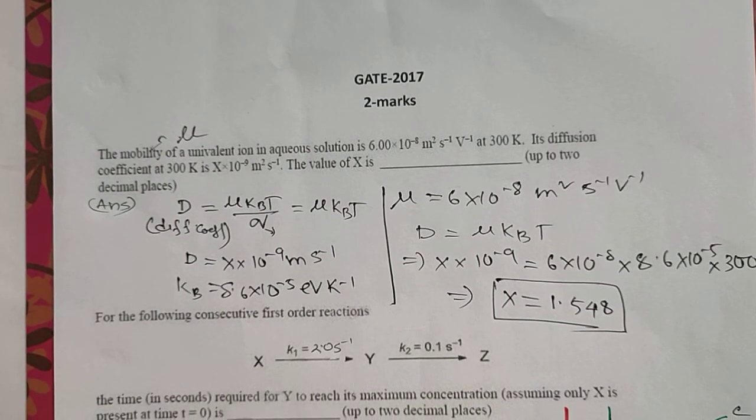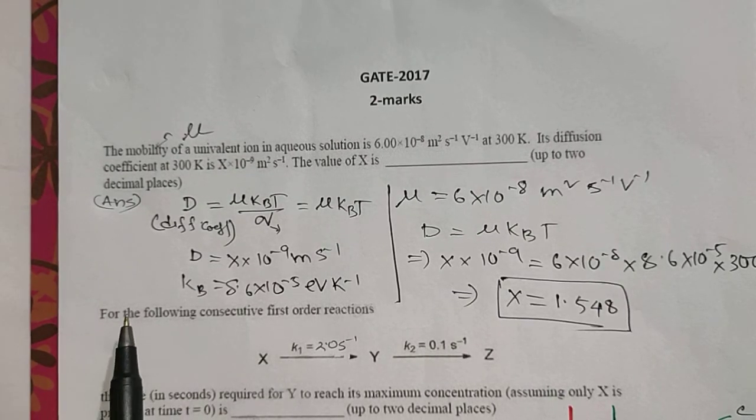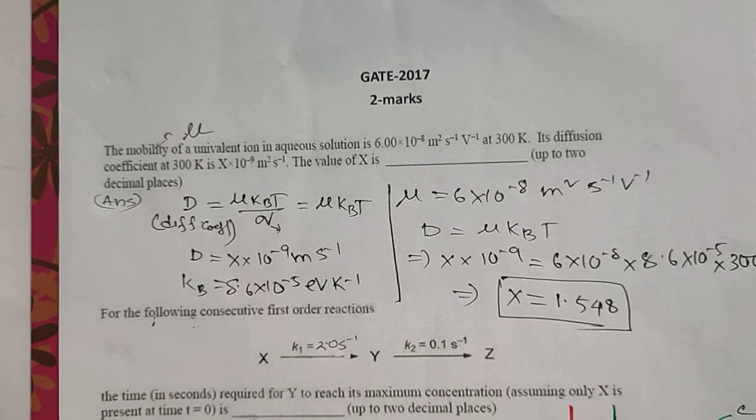The next problem is from chemical kinetics. I did not give the proper sequence as in the GATE paper, because in the earlier lectures I have also discussed 3 problems on GATE 2017. All these questions I have discussed, I am discussing now, and I discussed in those classes about GATE 2017 of 2 marks.